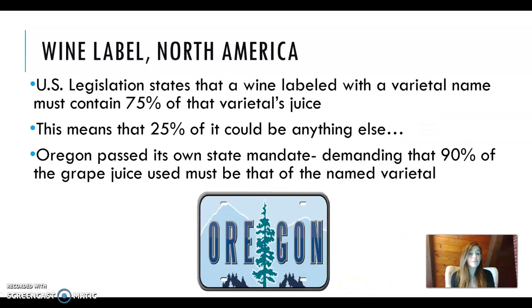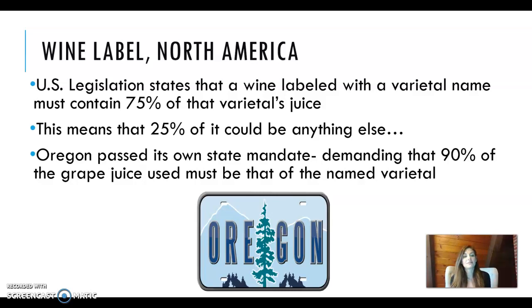Okay. Now we have a couple of different things on a wine label that we also designate in North America. U.S. legislation states that a wine labeled with a varietal name must contain 75% of that varietal's juice. So if it says Cabernet Sauvignon, we know it has to be at least 75%. Now, some of you might be like, why is it so low? It gives the winery the ability to add other stuff in there. So that could be a little bit tricky. So 25% technically could be something else.